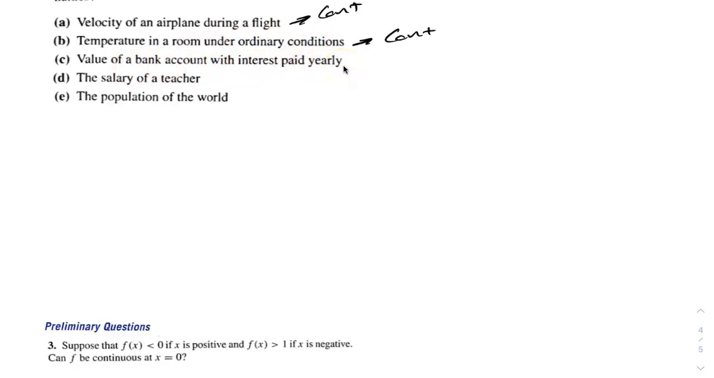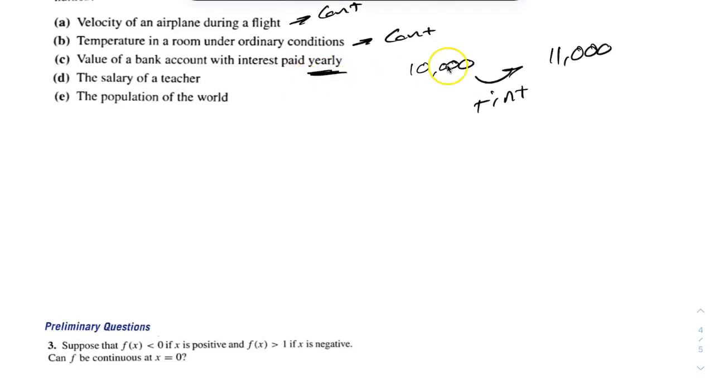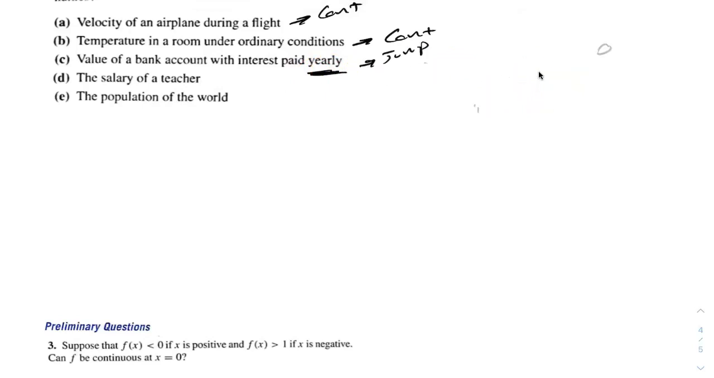So here's the key. It's paid yearly. Let's say you have 10 grand in your account, and at the end of the year they put in all the interest. Because it's yearly, then you have 11 grand in your account. So that did take a jump. They just put all this money in at once at the end of the year. Most banks do continuous investment, so it actually goes more continuously. But if it's paid yearly, then it's a jump.